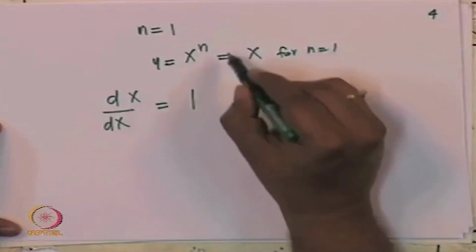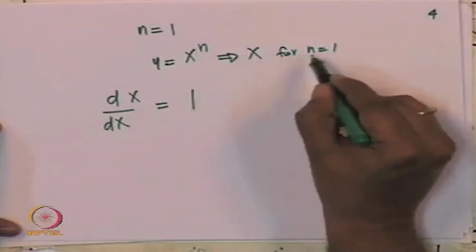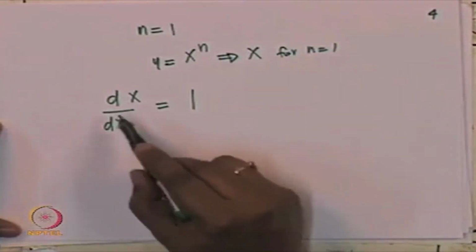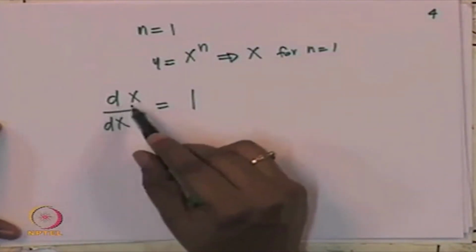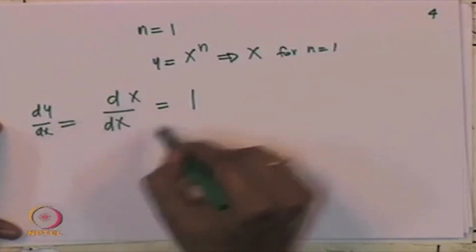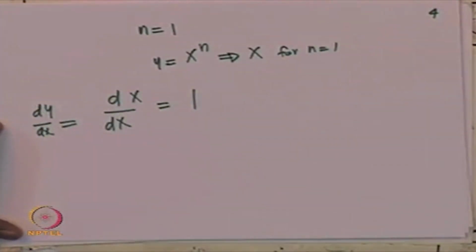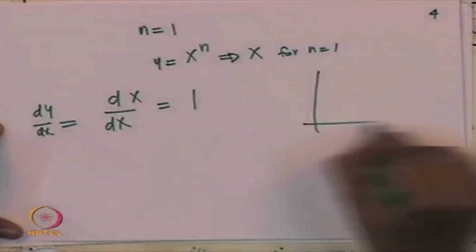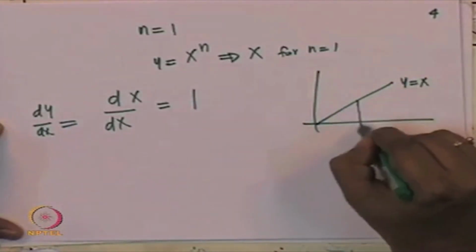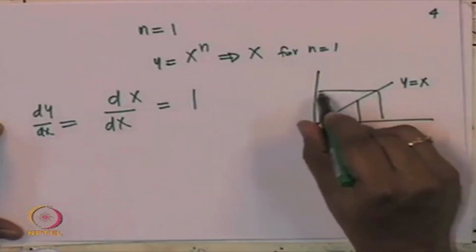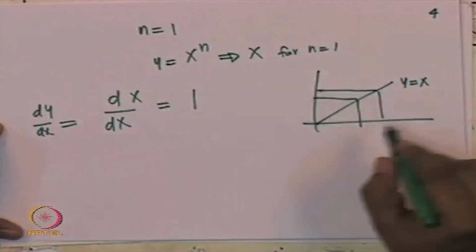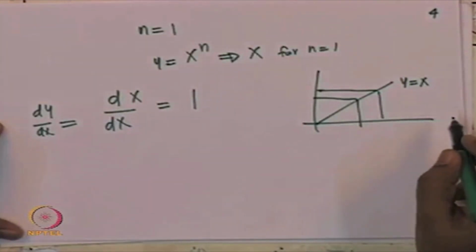So y equal to x power n. This gives you x for n equal to 1. When n equal to 1, y is x, and we want to calculate dy by dx, which is equal to dx by dx, and this is 1. So this is essentially the slope of the line y equal to x. So this is y equal to x, and the slope of this line is 1, at any point you calculate.